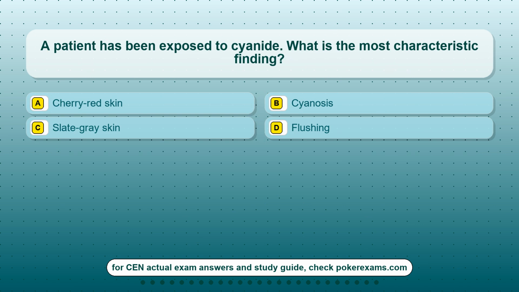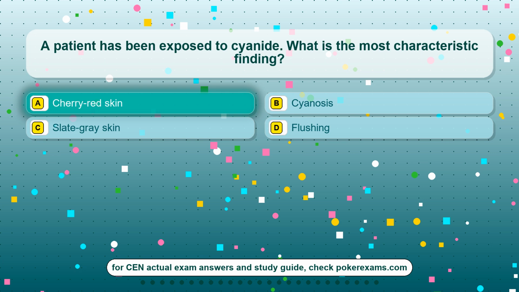Question 13. A patient has been exposed to cyanide. What is the most characteristic finding? Option A. Cherry-red skin. Option B. Cyanosis. Option C. Slate-gray skin. Option D. Flushing.